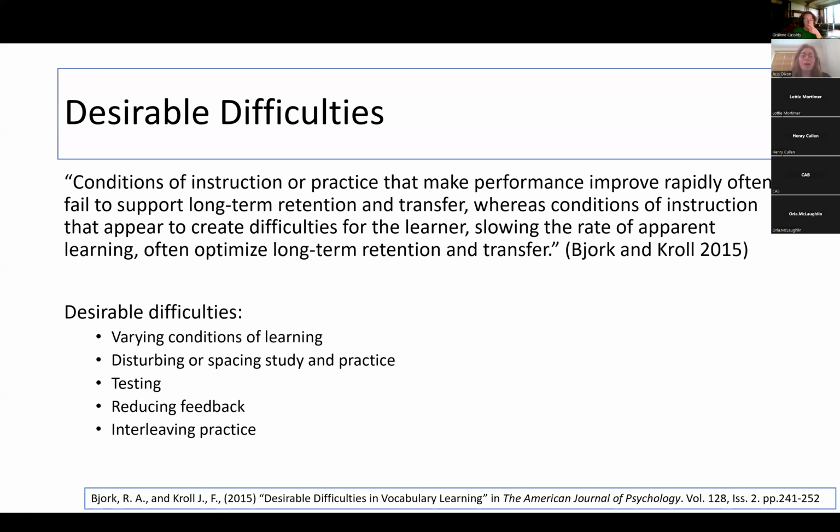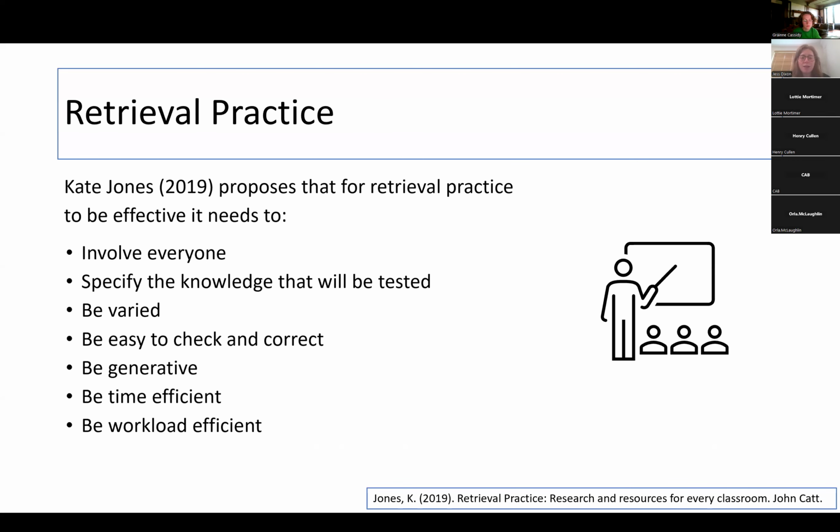If the difficulties are undesirable, if it's just going to make learning too difficult, if we make the conditions for learning too spaced out, too difficult, and don't give enough models and scaffolds, as Lottie was talking about previously. So we're aiming for a good level of difficulty, but we're also aiming to try and retrieve information as smoothly and as easily as possible.